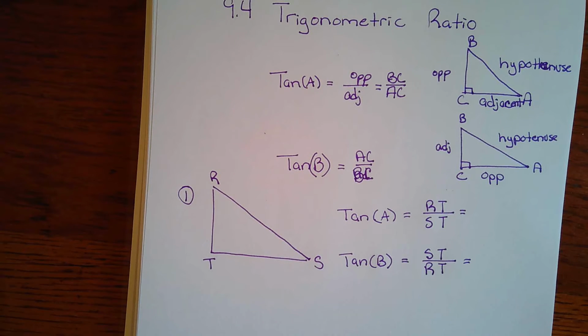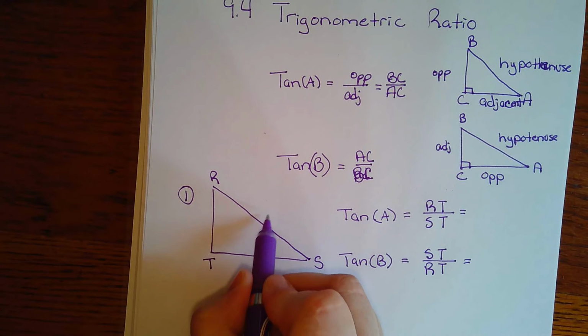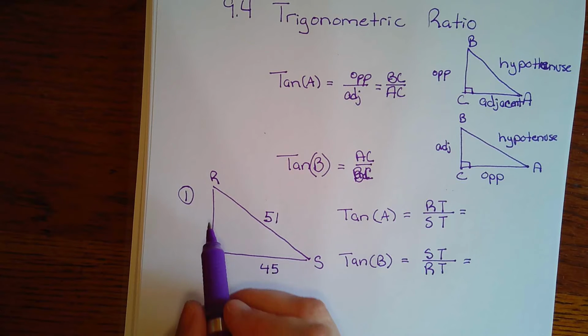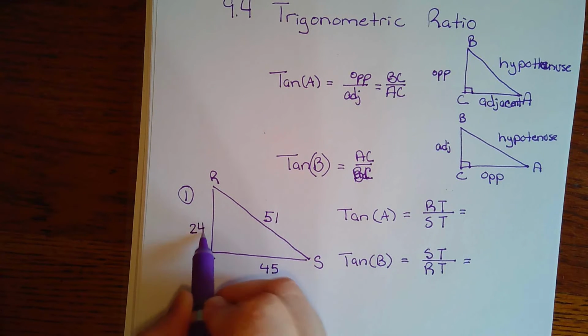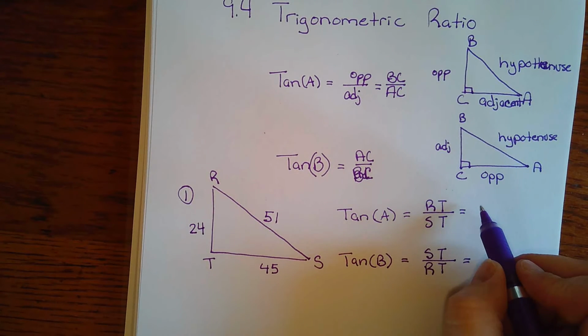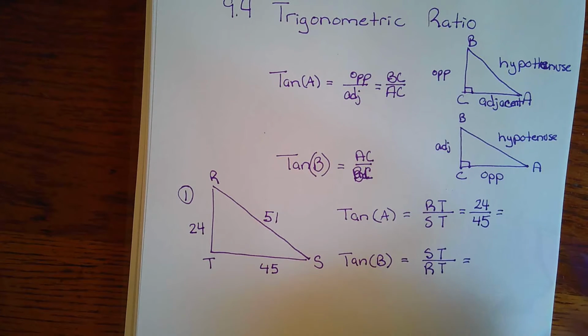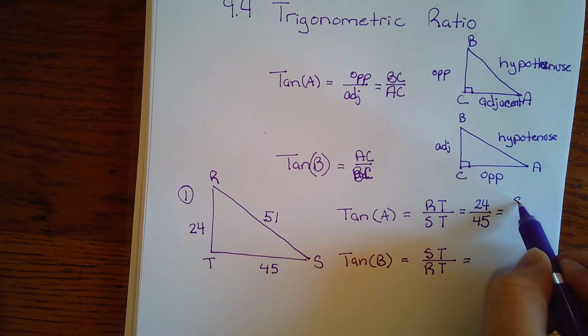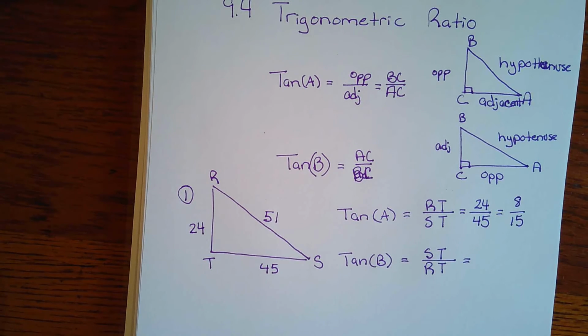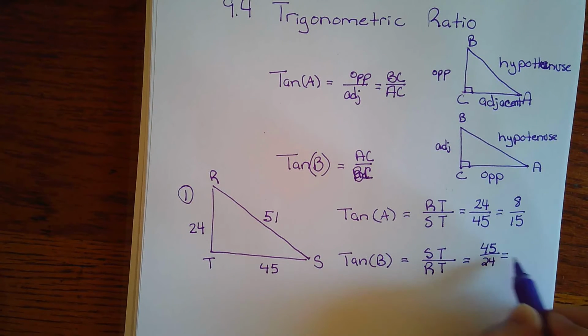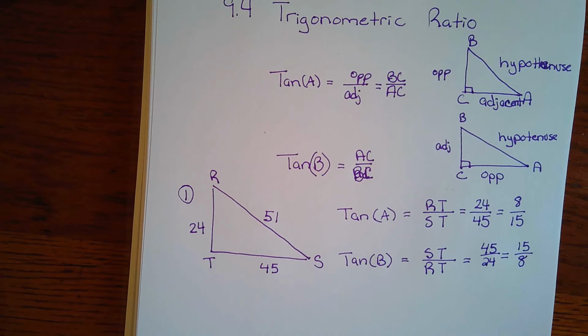So let's fill in what they gave us. RS is 51, TS is 45, and RT is 24. So let's put these in here. So tan A is RT, 24 over 45, which reduces, when I pull a 3 out, to 8 over 15. Now, if we look at B, B is going to be 45 over 24, which still reduces, but this time into 15 over 8.